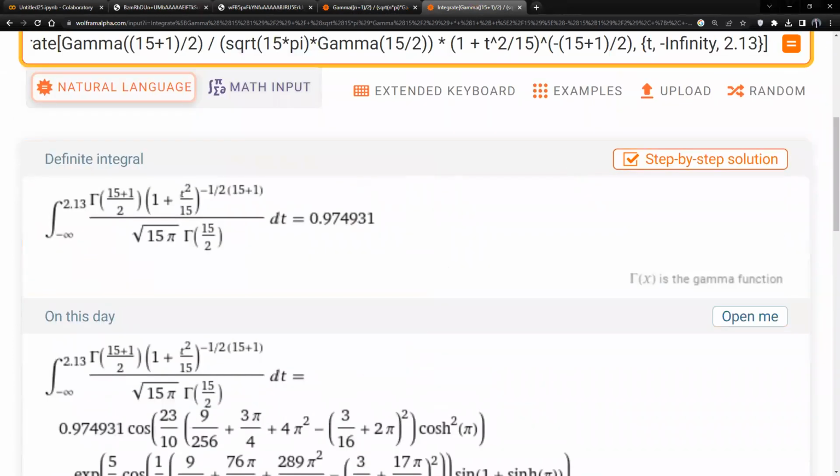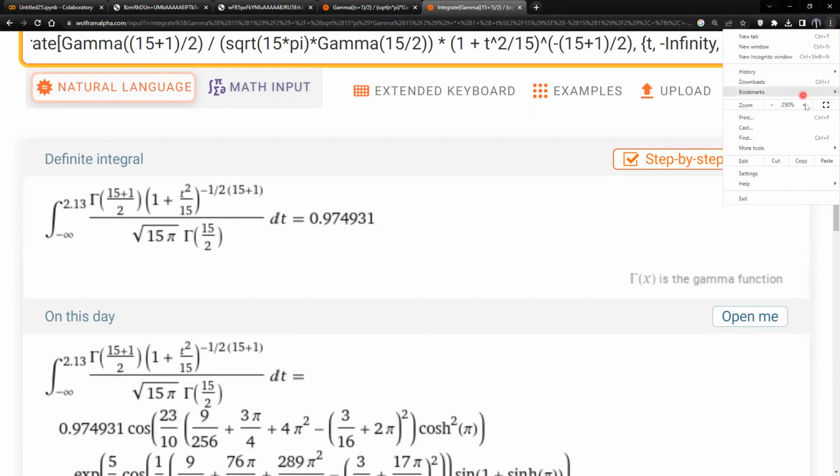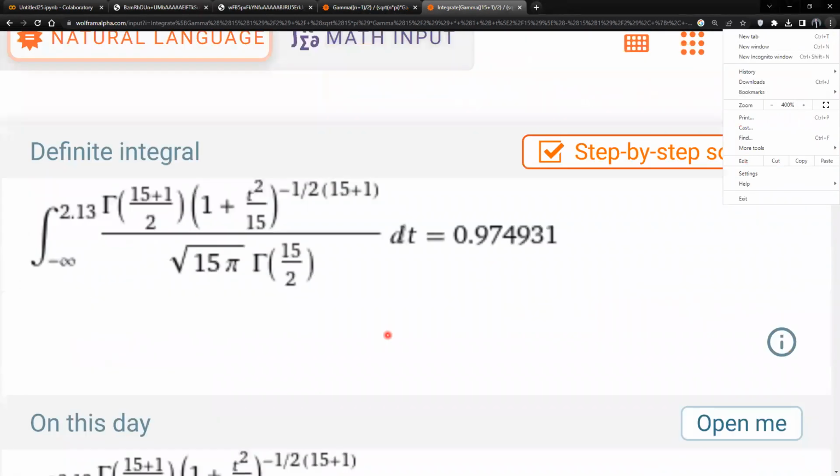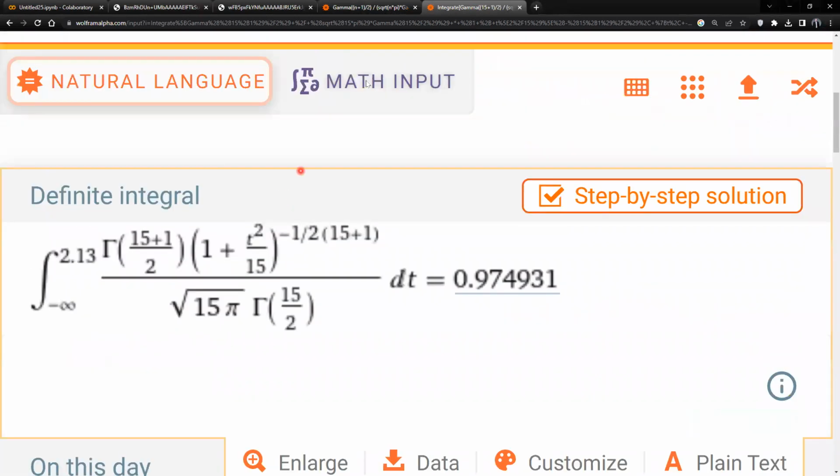And so I have that here on this screen. Let's see if I can make this any bigger. It's already really huge, but okay. Yeah, that's a lot bigger.